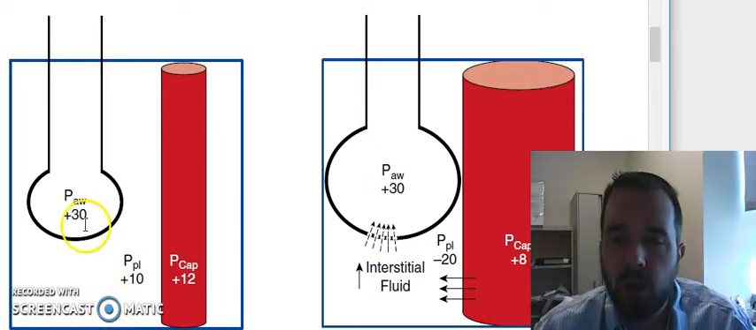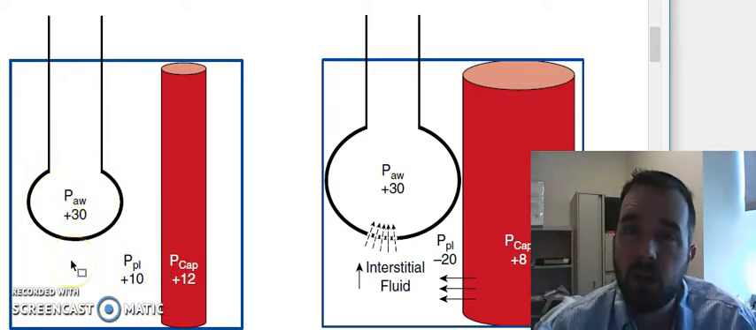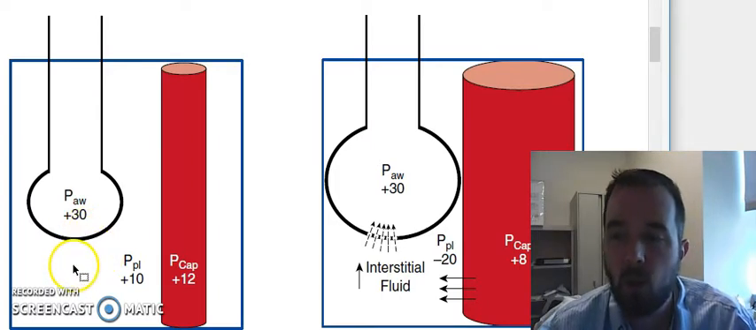The transpulmonary pressure is the difference between the airway pressure, 30, and the pleural pressure, 10. That's the distending pressure of the lung. That difference here is about 20.